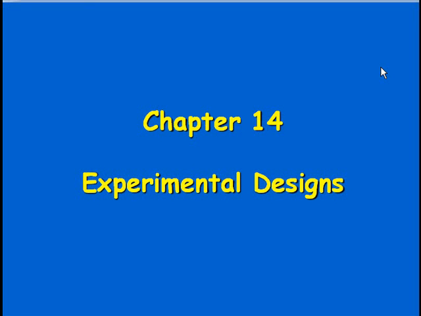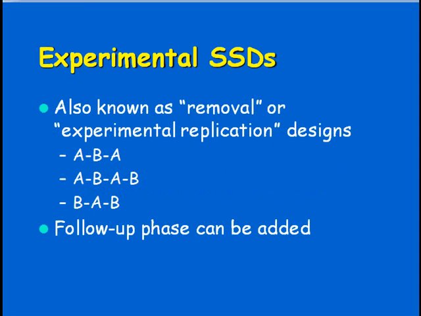Okay, today we're going to talk about chapter 14, which is about experimental single system designs. Experimental single system designs are also known as removal or experimental replication designs. We're going to be talking about 3 basic designs today. I have a slide for each one of those. And to each one of these, of course, along with any single system design, a follow-up phase can be added.